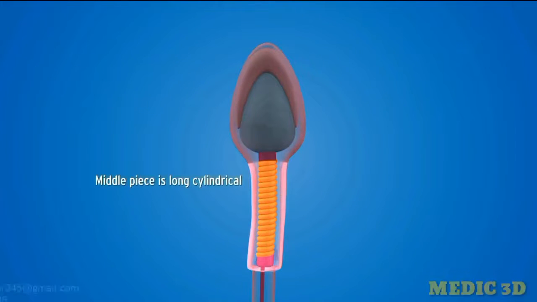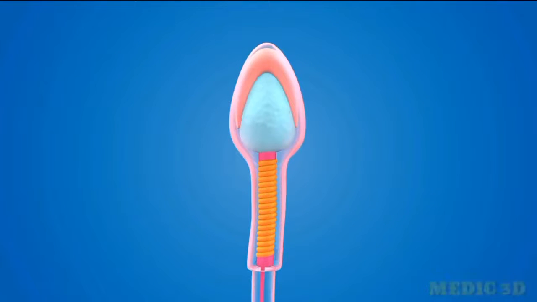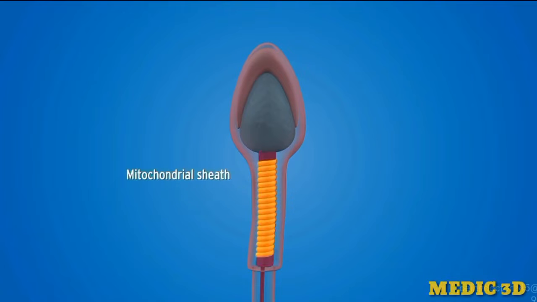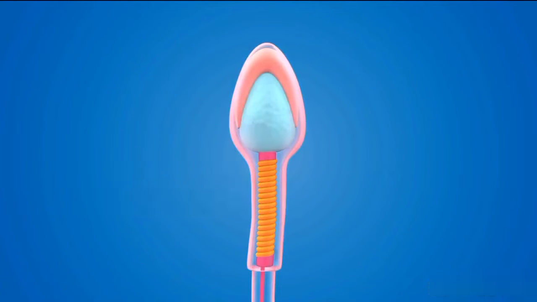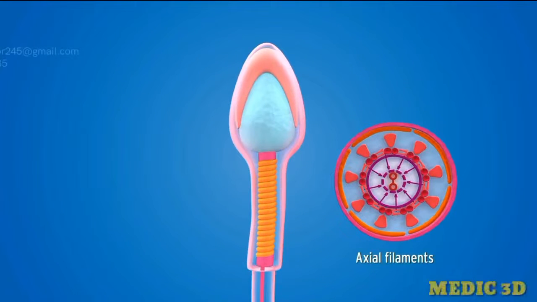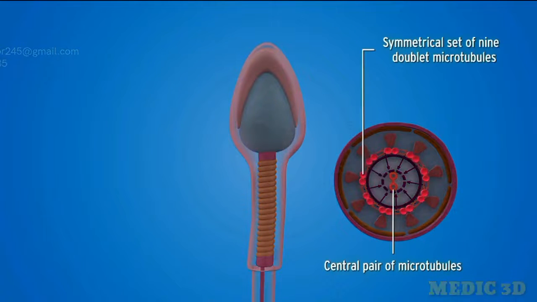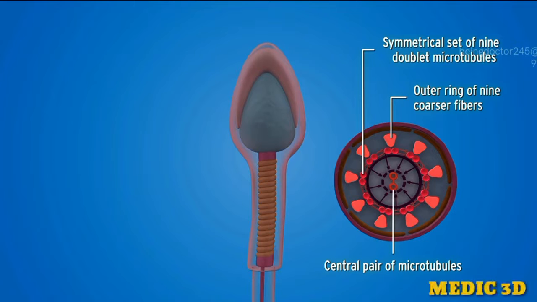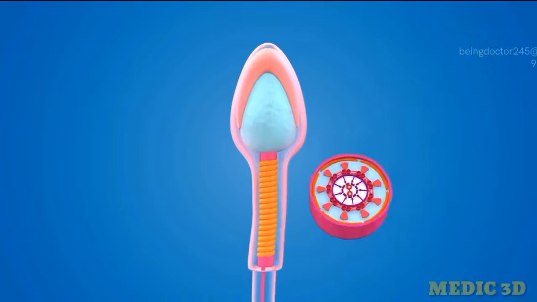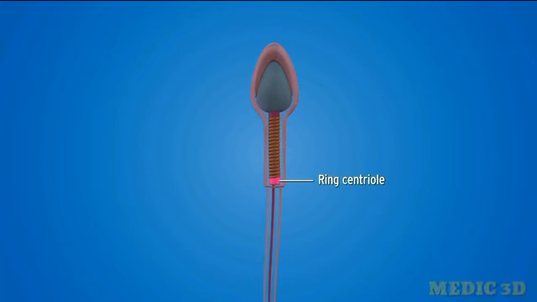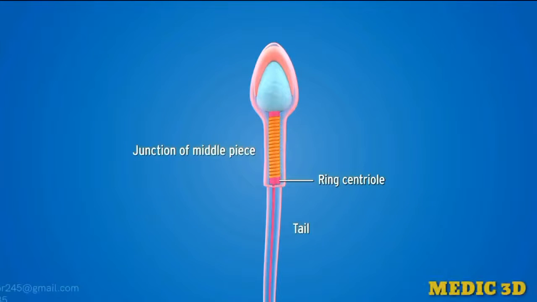The middle piece is long and cylindrical in shape, measuring about 7 microns long and 1 micron in diameter. This part consists of axial filaments surrounded by a mitochondrial sheath, which are enveloped by cytoplasm and cell membrane. The axial filaments consist of a central pair of microtubules within a symmetrical set of 9 doublet microtubules and an outer ring of 9 coarser fibers. A ring centriole is present at the junction of the middle piece and tail.